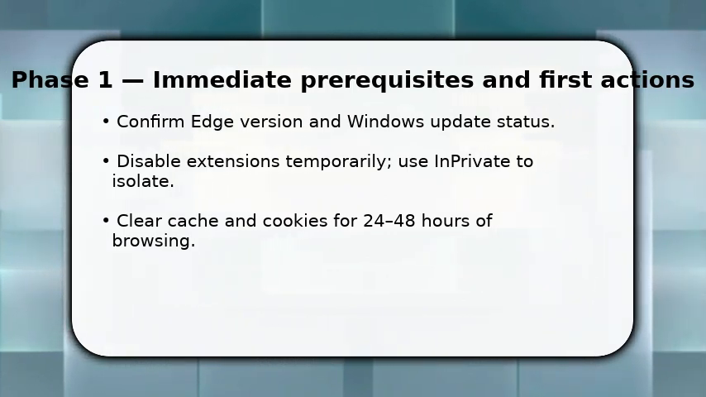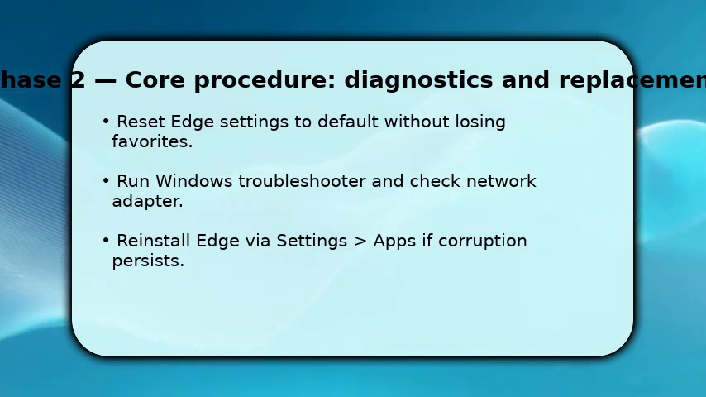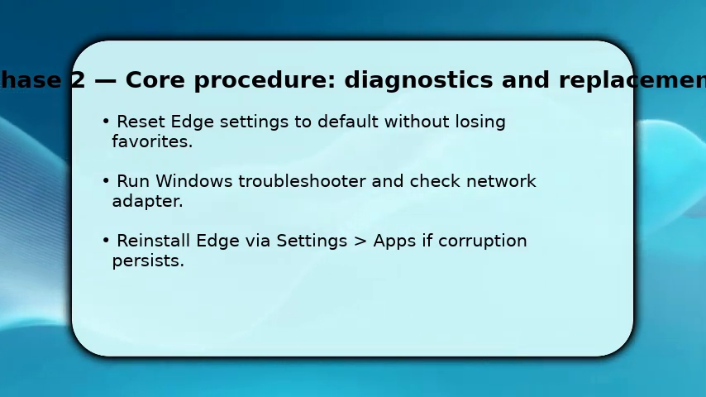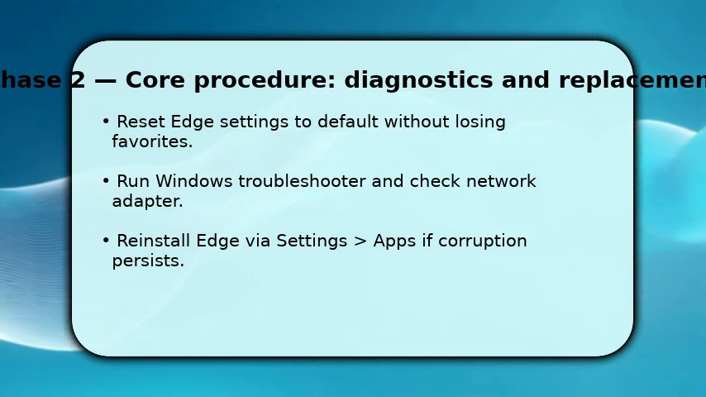Now move into deeper repairs. Reset Edge settings to defaults. This preserves favorites but clears experimental flags that break features. While you're at it, run the Windows Internet Troubleshooter and verify your network adapter for DNS or proxy misconfiguration, because connectivity often mimics browser failure.